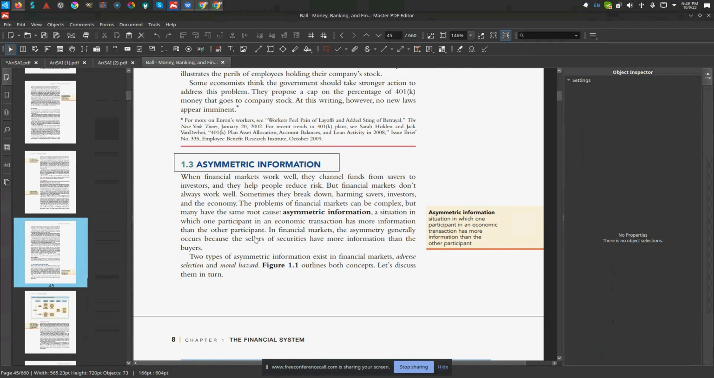So it is a situation in which one participant in the economic transaction has more information than the other. In financial markets, asymmetry generally occurs between the sellers of securities, who have more information, and the buyers. Two types of asymmetric information exist in financial markets. There's adverse selection and moral hazard.